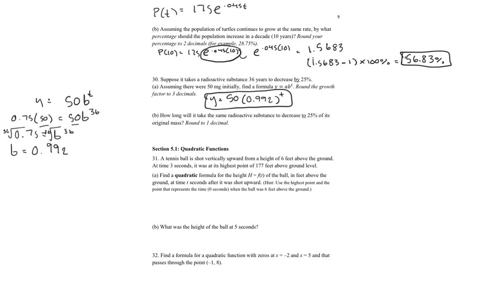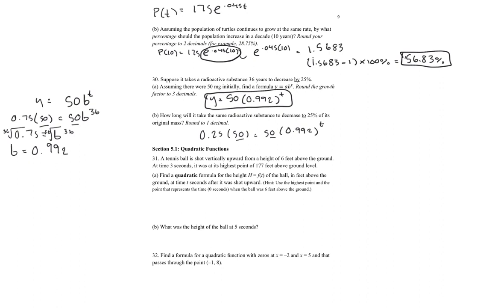All right, so for part B, it says how long will it take the same radioactive substance to decrease to 25% of its original mass? So to 25% of its original mass is going to be 0.25 times our original mass, right? So we'll have 0.25 times our original of 50, and that's going to be equal to 50 times, well, we know our growth factor now, that's 0.992 to the t, and we're solving for our t, right?